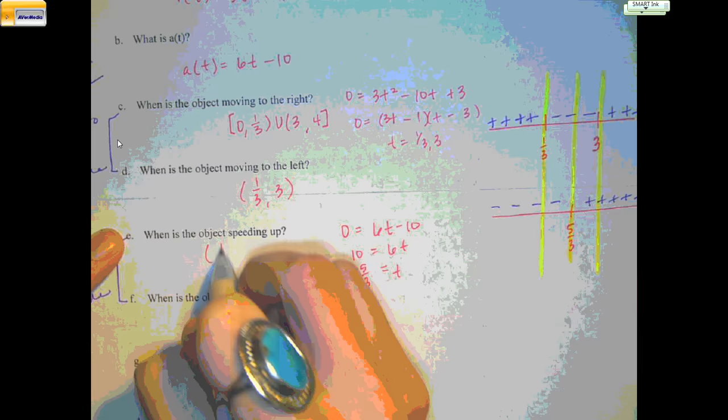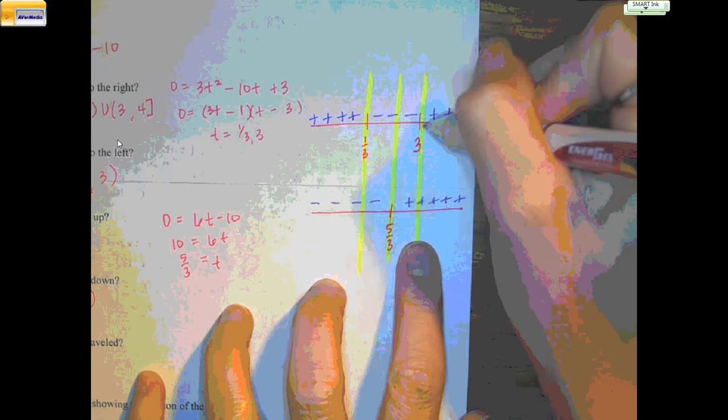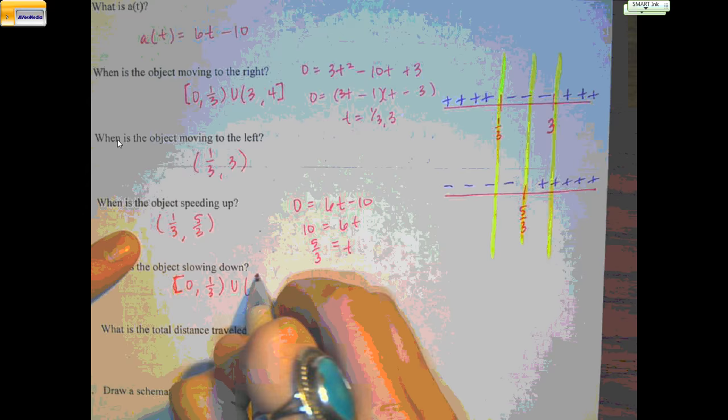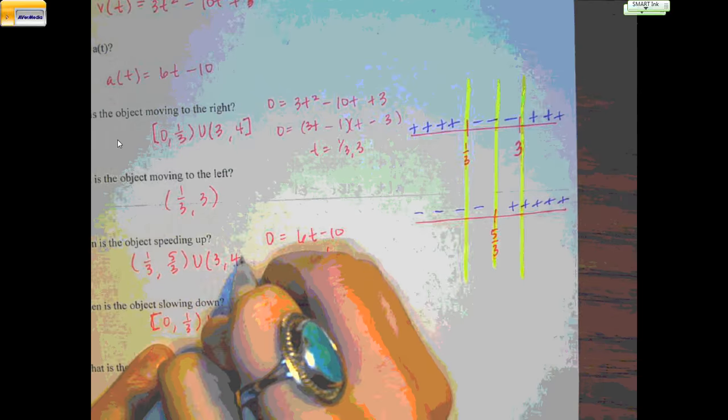When I look from 1/3 to 5/3, the signs match, so it's speeding up. From 1/3 to 5/3. From 5/3 to 3 seconds, the signs don't match, so it's slowing down. So parentheses from 5/3 to 3 seconds. And then from 3 seconds to, remember, not infinity, but 4 seconds, the signs match, so it's speeding up. From 3 to exactly 4. It's at 4, it's still speeding up. Those are brackets.